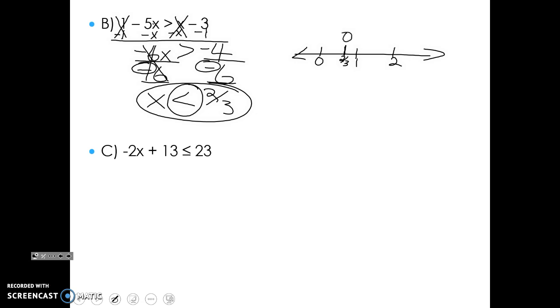And then x is going to be less than, so that means it's going to go to the left. We can tell by the direction it's pointing, right? This is pointing to the left, so that's going to be less than, so it's going to be all the values that are less than. So that would give me a graph of my line.